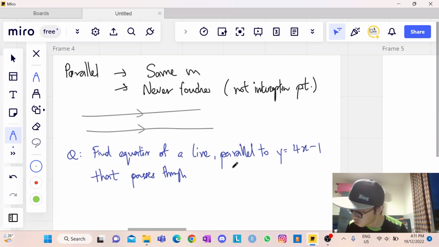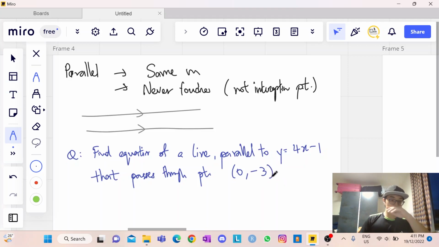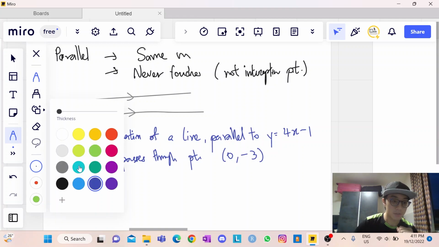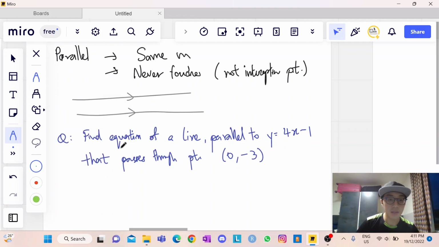That passes through point 0, negative 3. So don't be frightened if you saw any questions like that, because we're going to be interpreting it one by one. First thing first, they want you to find the equation of a line that is parallel. Once you see this parallel, then you need to recall what are the characteristics of a parallel line: same gradient, no intersection.